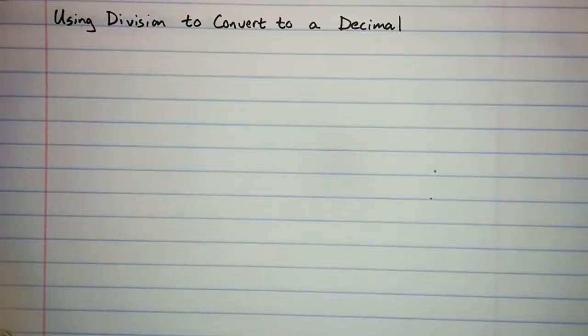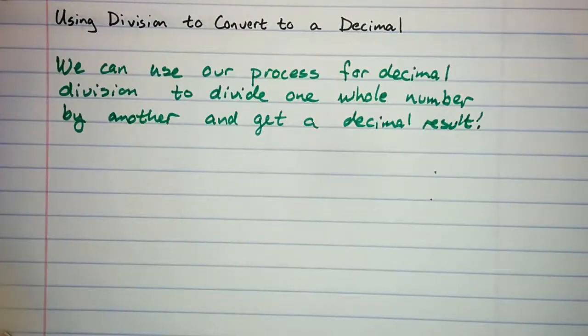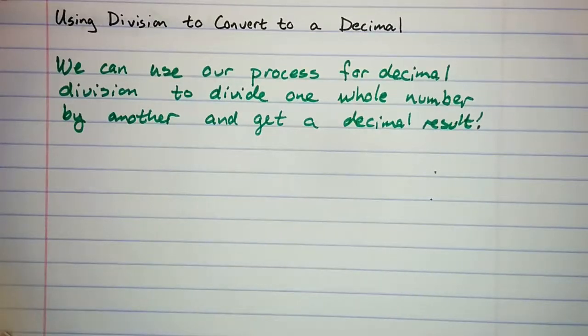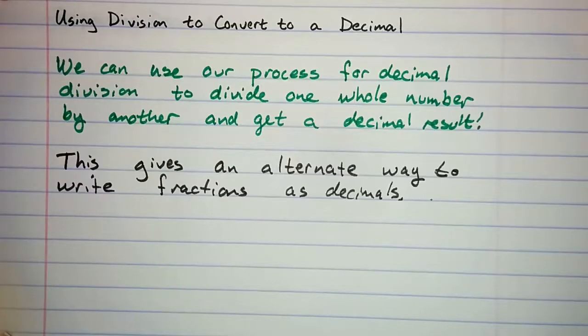that we can think of any whole number as a decimal. This means that we can use our process for decimal division to divide one whole number by another and get a decimal result. Why is this useful? Because in particular, we can use this technique as an alternate means of rewriting a fraction, any fraction, in decimal notation. So just as a simple example, let's consider the fraction 2/5.